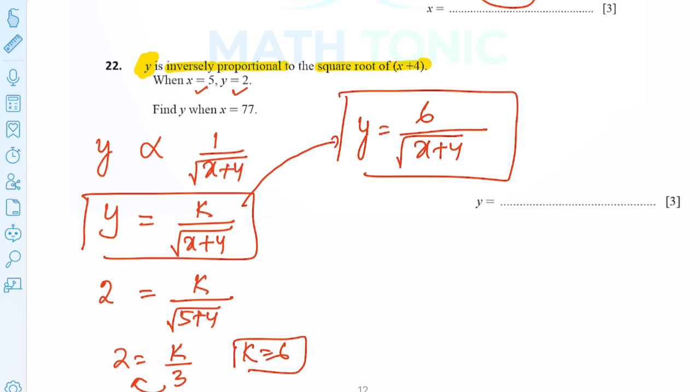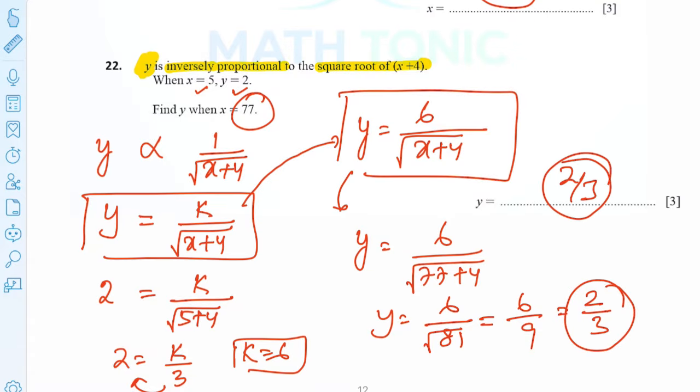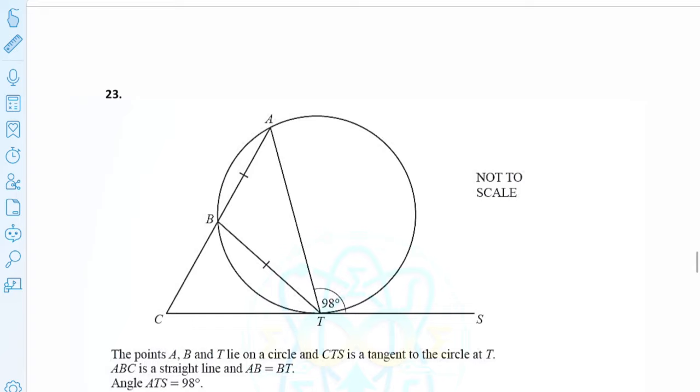Now, next, x is given as 77. Now find the value of y. How to find this? Simple. So y equals 6 over, in place of x, I'll write the square root of 77 plus 4. So y equals 6 over the square root of 81. That is 6 over 9. And if you simplify more, 3 twos are 6 and 3 threes are 9. So we can say that y equals 2 over 3. That is the answer for this question. Got it, everyone? Yes. Next.